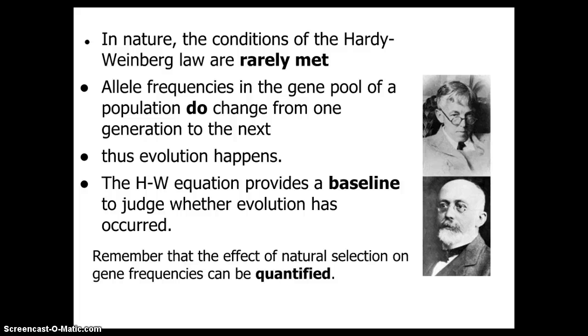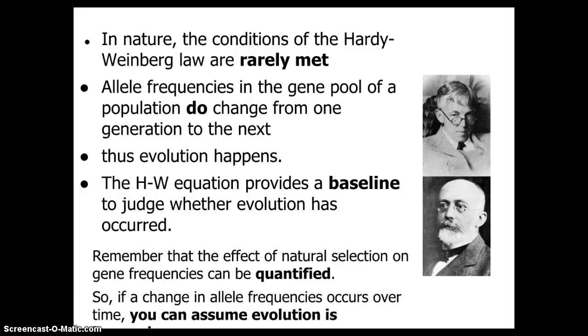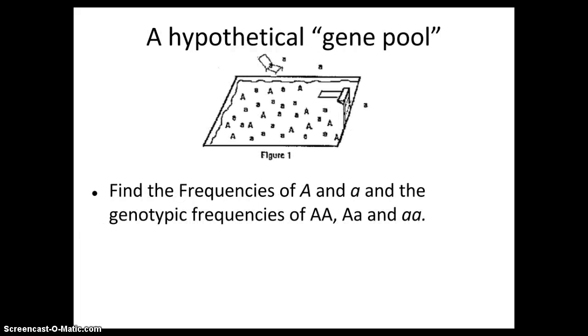So remember that the effect of natural selection can therefore be quantified. It's not just saying, oh, the population changed. If you change the allele frequency over time, you can assume evolution is happening. So here's a hypothetical gene pool. I want you to stop the film for a second and count the frequency of big A's and little a's, and then figure out what the genotypic frequency is in this pool.